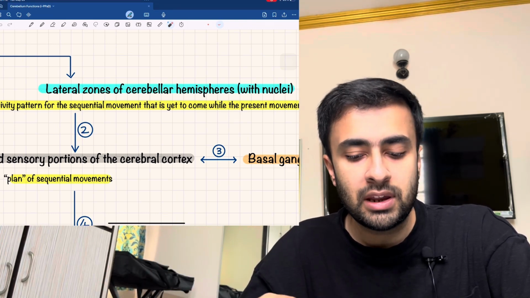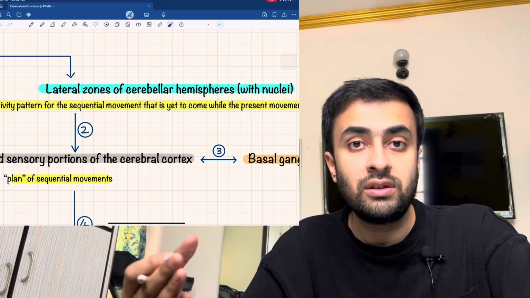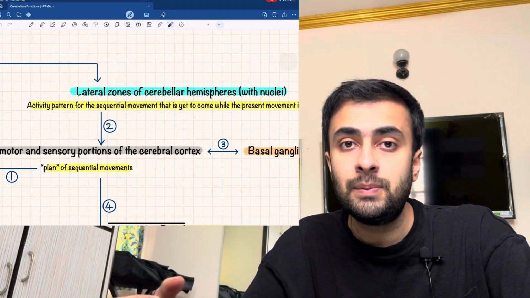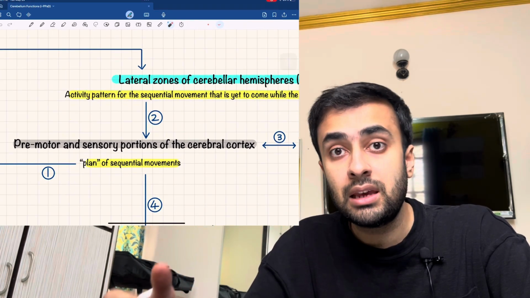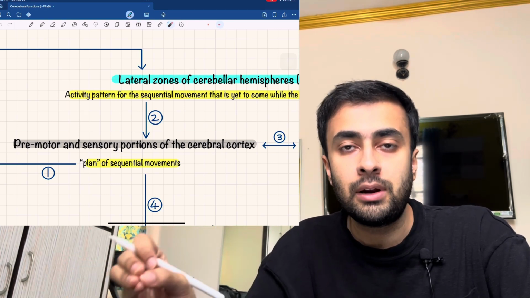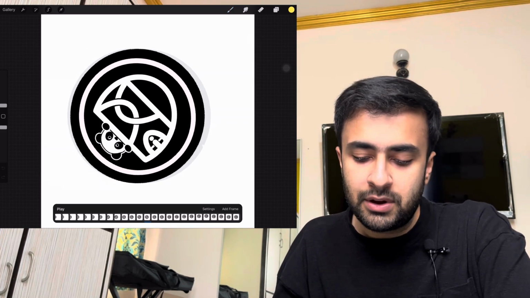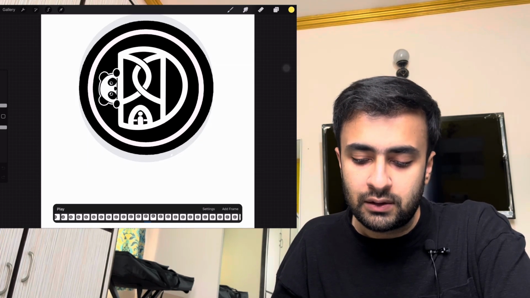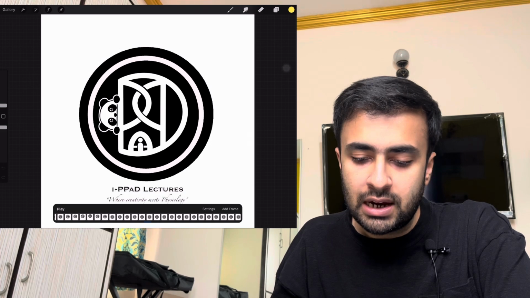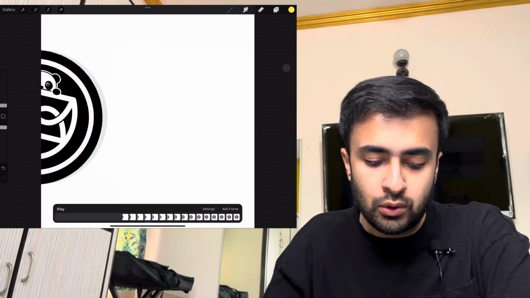So there is a constant communication between the motor cortex and the cerebellum, and this constant communication helps in creating the sequence of movement for the plan that was created by the cerebral cortex. To explain this better, whenever we make an animation, we use a series of layers and frameworks to create a moving picture that ultimately looks like this.